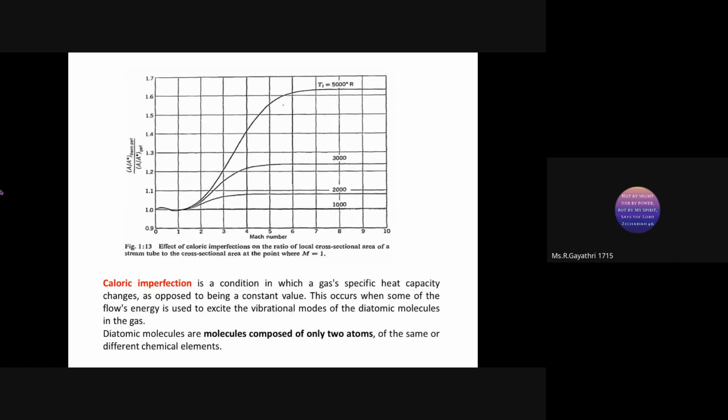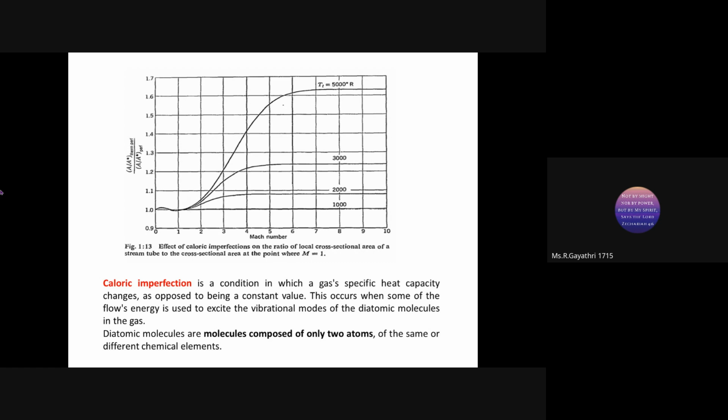Okay, next is caloric imperfection. It is a condition in which a gas's specific heat capacity changes as opposed to being a constant value. This occurs when some of the flow's energy is used to excite the vibrational modes of diatomic molecules in the gas. So normally we can see constant specific heat, but in the hypersonic tunnel, calibration may result in changes in specific heat capacity.